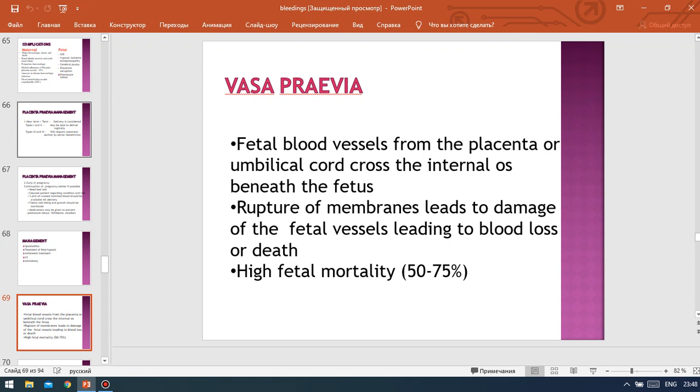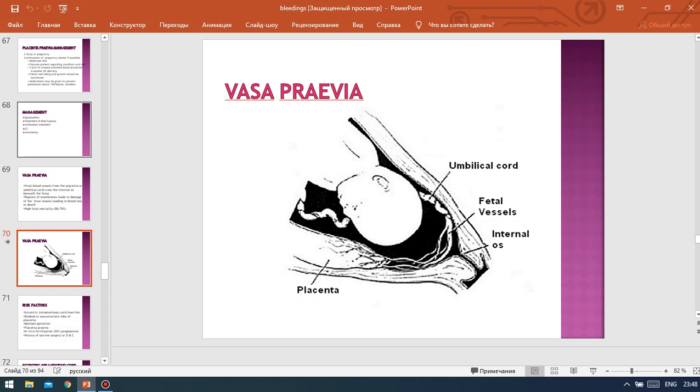Vasa previa: fetal blood vessels from the placenta or umbilical cord cross the internal os beneath the fetus. Rupture of membranes leads to damage of the fetal vessels, leading to blood loss or death. Fetal mortality is very high, approximately 50 to 75% of cases. In vasa previa, fetal vessels are situated before the head, between the internal os and the head. It's very important to check during ultrasound investigation, and if we make the diagnosis, we perform cesarean section.